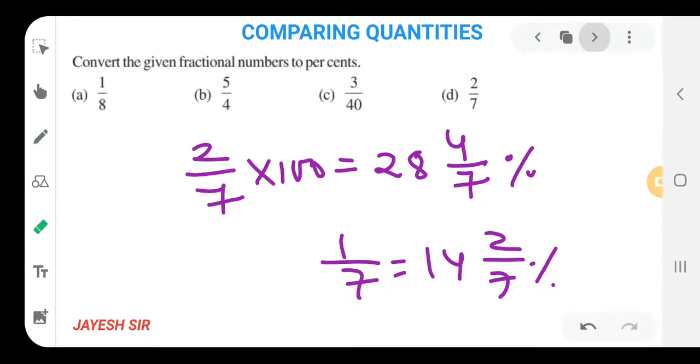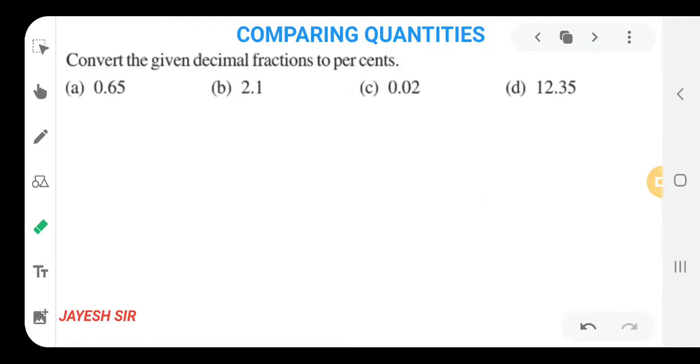Next type, let us see what new we are going to learn. Convert the given decimal fraction into percent. It is a similar thing: you want to insert the percentage sign. The basic rule I have informed is that if you want the answer in terms of percentage, we multiply the number by 100. So 0.65 multiplied by 100.